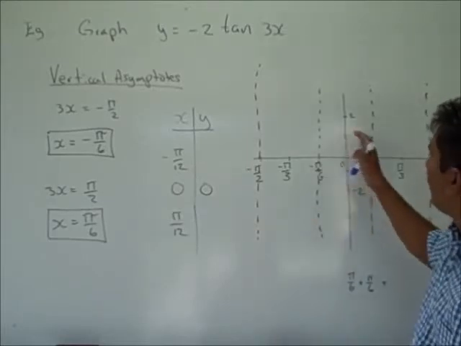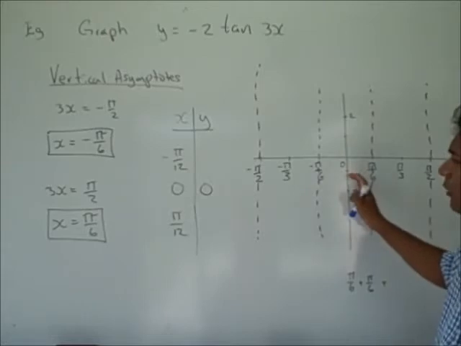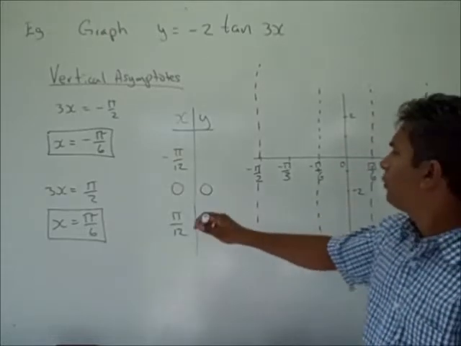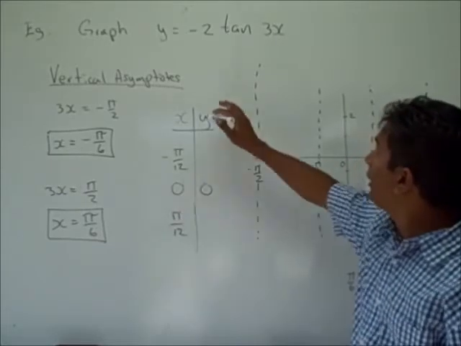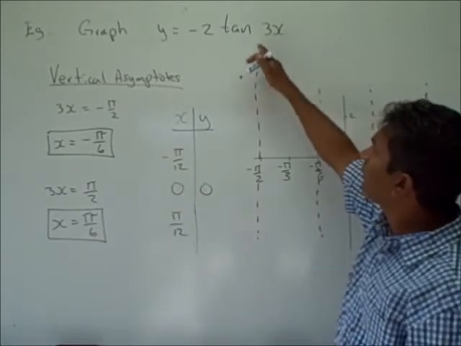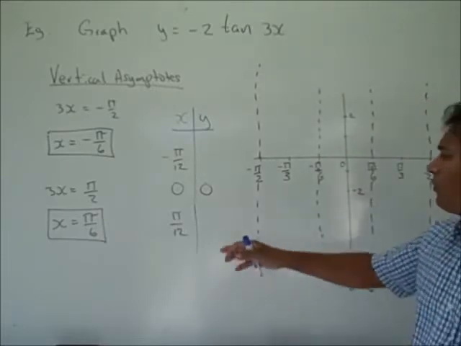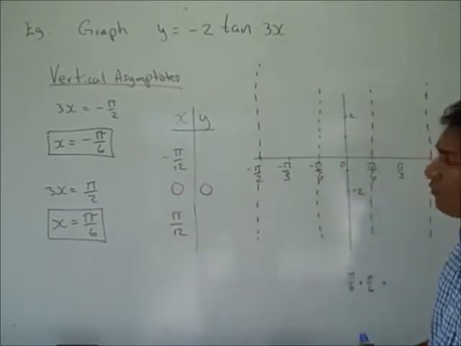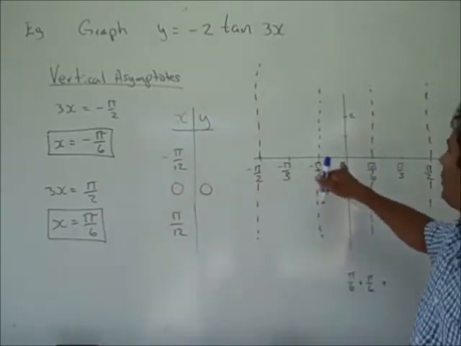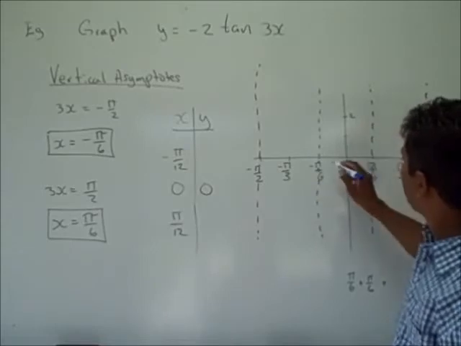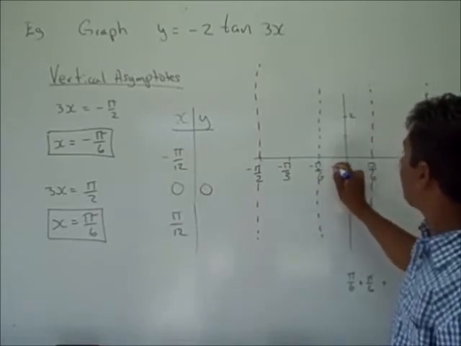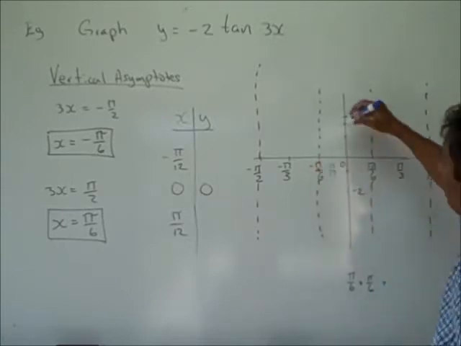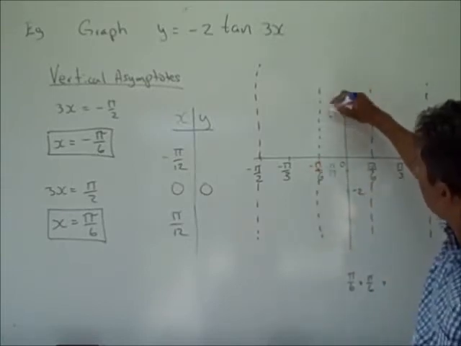Now if we choose some values in between negative pi over 6 and pi over 6 to get the direction of our graph, when we plug in 0 for x, we get 3 times 0 is 0, the tan of 0 is 0, so negative 2 times 0 is 0. When we plug in negative pi over 12, this comes out to be negative 2. So right in between here would be negative pi over 12, which is halfway between the 0 and the pi over 6. We get a value of negative 2.